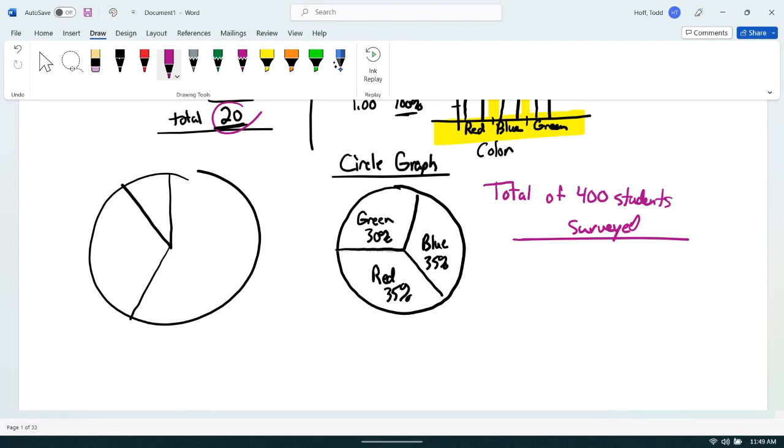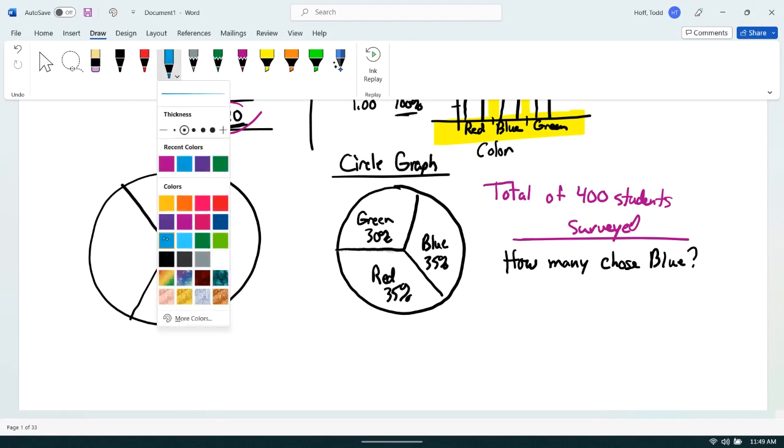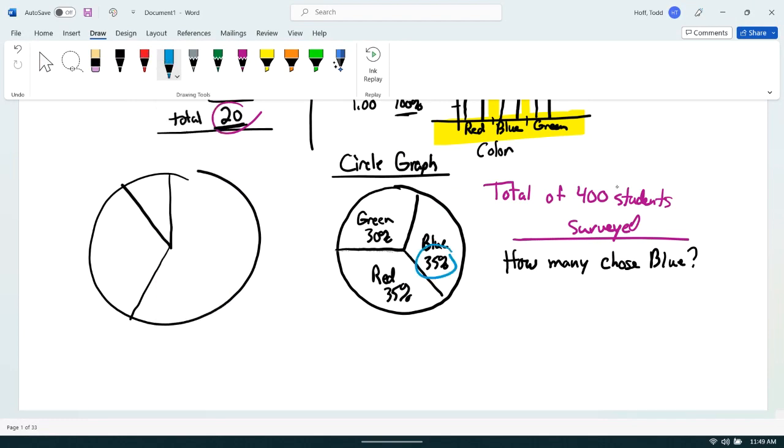And I want to know how many chose blue. So what we would look at here for the blue, it's 35%. We have 400 total students. So I have to find 35% of the 400.